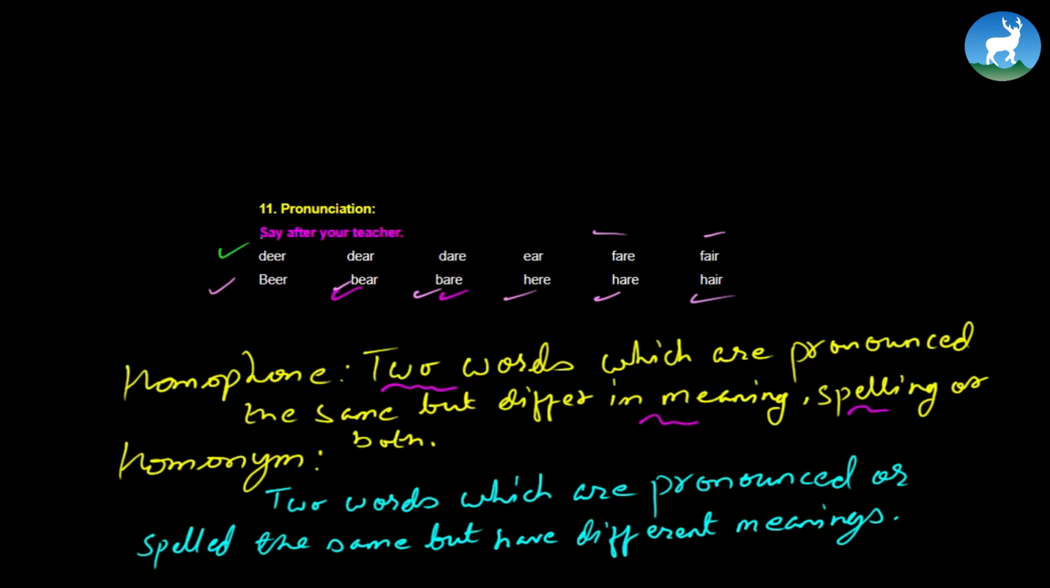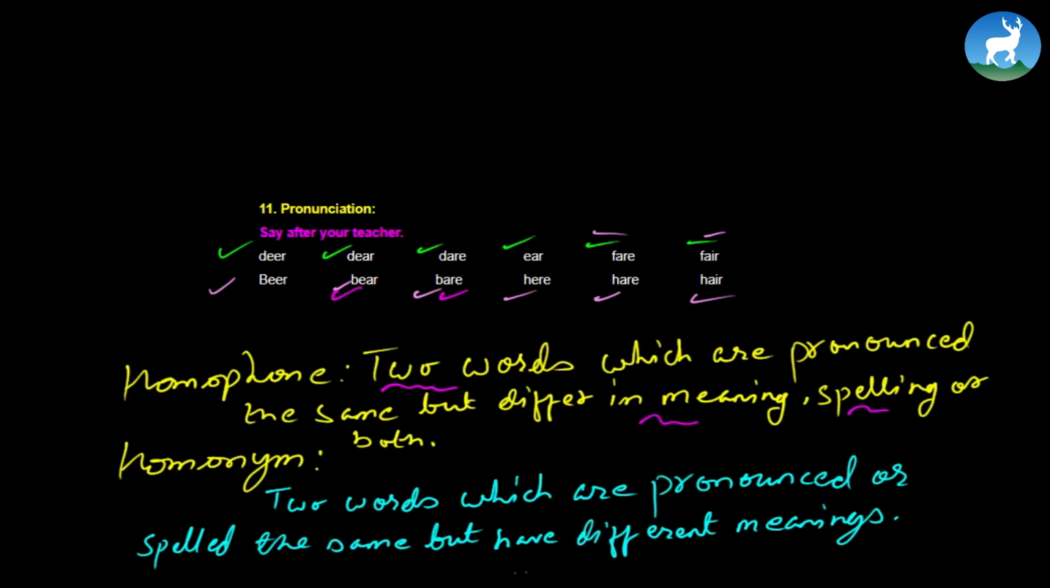Now this is homophone, dare. All are homophones. See, two words that are pronounced the same but have different meaning or spelling. See, they are homophones, air. Now fair, they are again homophones, differing in spelling and of course the meaning. Beer, hair. So see, they are all homophones.